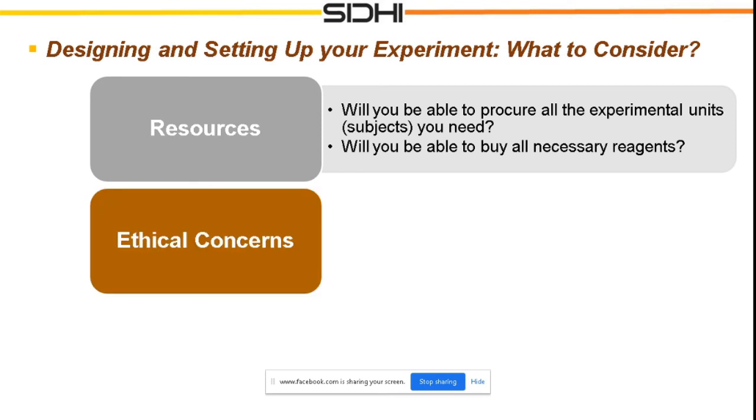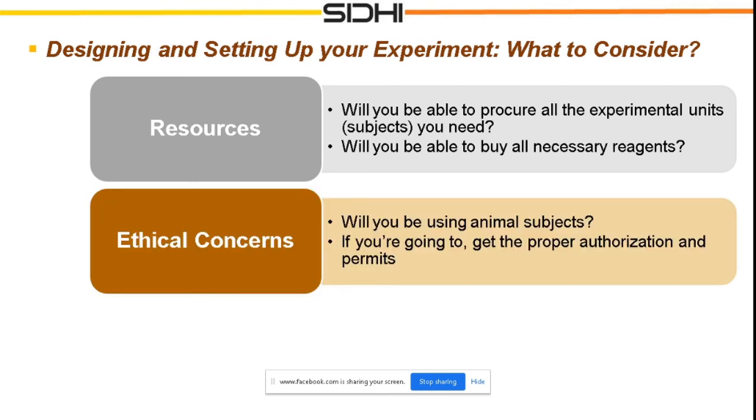Next is ethical concerns. Will you be using animal subjects? If you will be using animal subjects, you need to have the proper authorization and permit for that. So if you're going to use mice or hamster or rabbit, I think you need to get an authorization for that or a permit for that.